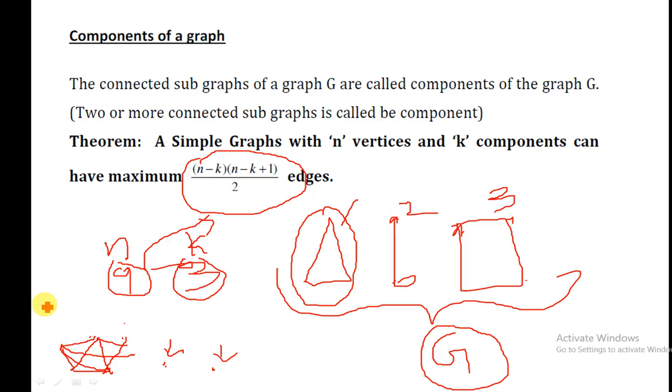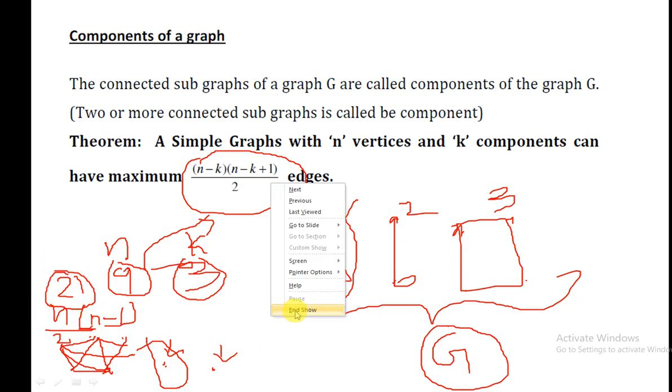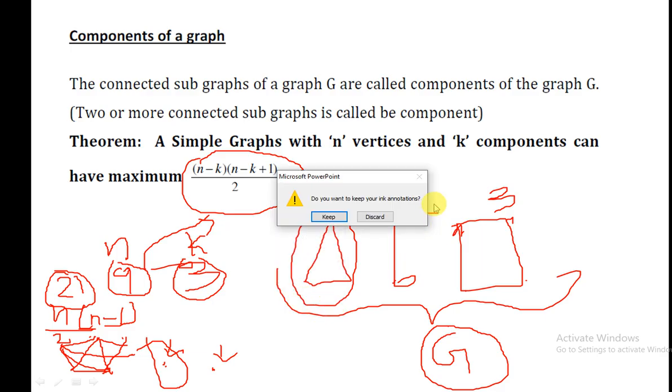Because already we know the formula, n into n minus 1 by 2, for a single graph. So 7 vertices are there. 7 into 6, 42, 42 by 2, 21 edges. We don't have any other edges. So only 21 edges we can draw when n equal to 9, k equal to 3. So it is the basic concept, right?